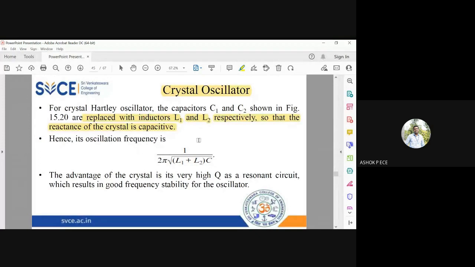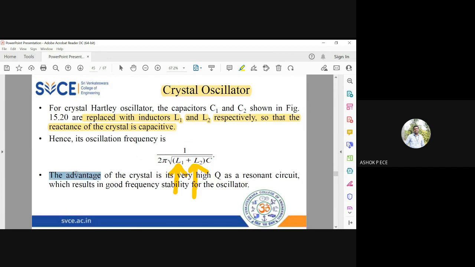So the frequency of oscillation is given by 1 by 2 pi root of (L1 plus L2) into C. And this L1 is not your inductor. L1 is the inductance provided by crystal oscillator 1, and L2 is the inductance provided by crystal oscillator 2. And C is the usual capacitance what we are going to have in our circuit.